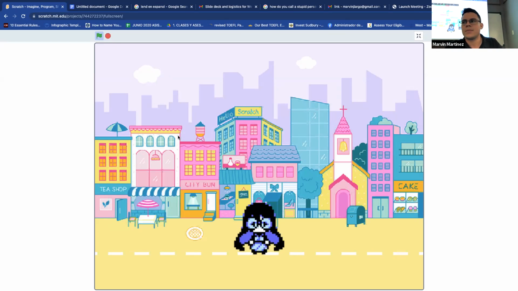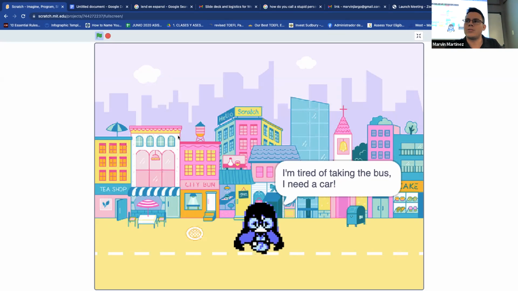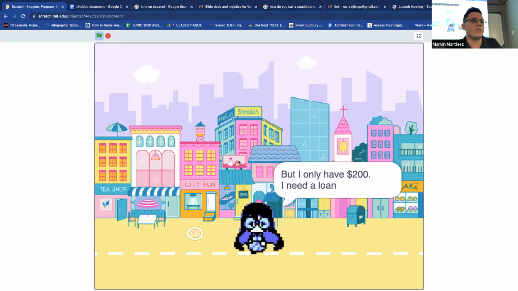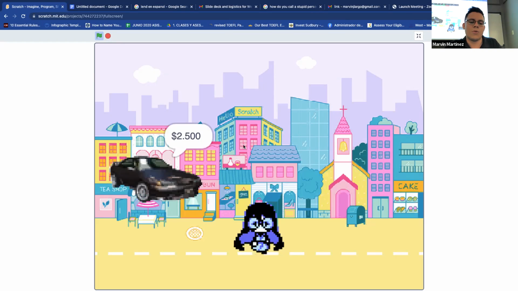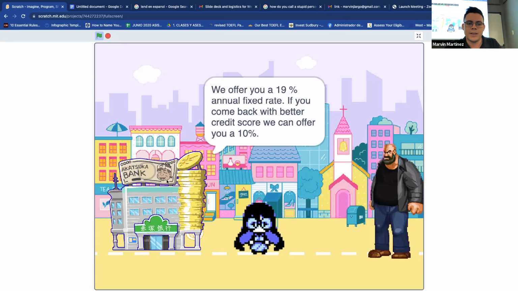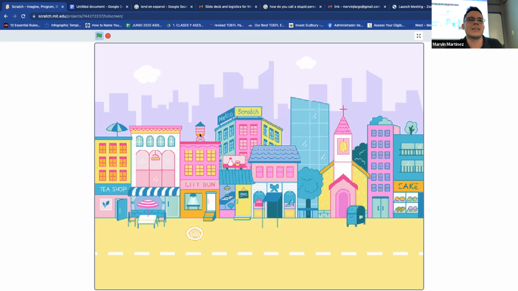All right. So same example, we are still choosing the ship card. And now we're going to the bank. They are not going to offer us the best rate. They are going to offer us a 19% annual fixed rate. If you come back with a better credit score, we can offer you 10%. That means in 6 months or 1 year, she can come back and get a way better rate, right?